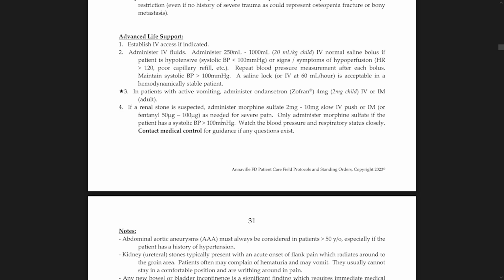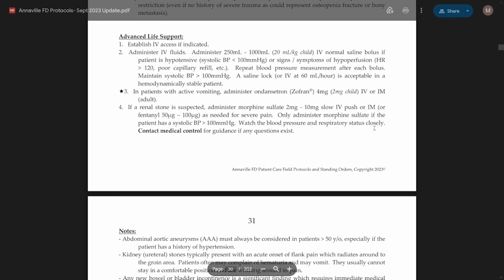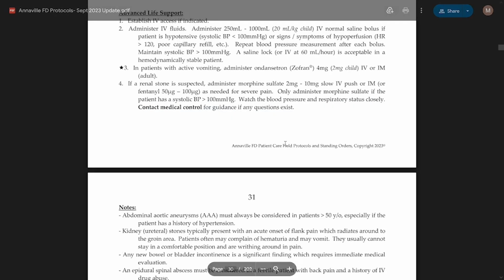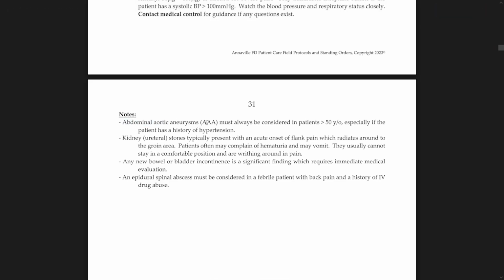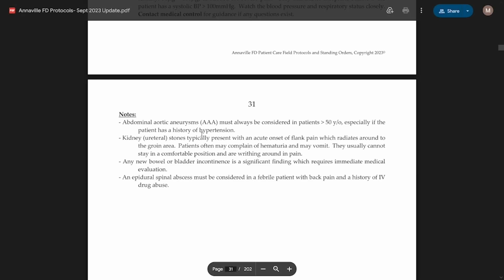We always want to be monitoring their vital signs. We want to get their vital signs before and afterwards, especially for something like morphine sulfate, where you can bottom them out. Note, for an abdominal aortic aneurysm or AAA, you must always consider if the patient is greater than 50 years old, especially if they have a history of hypertension.